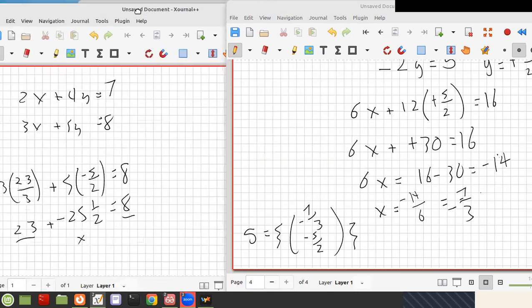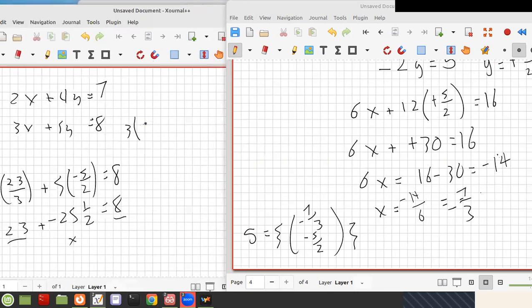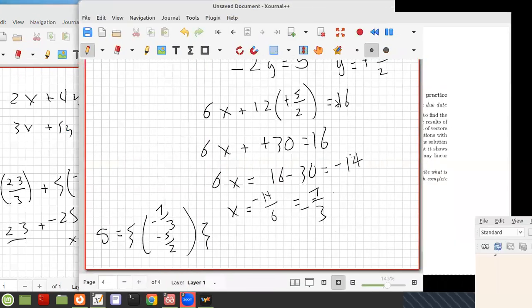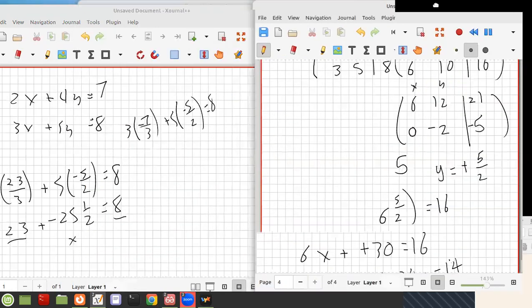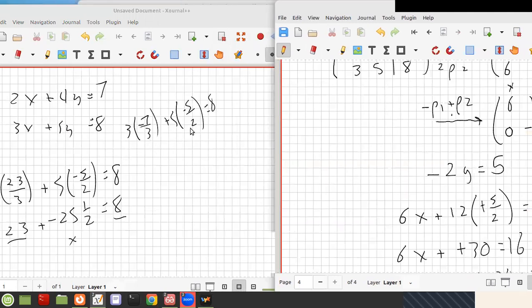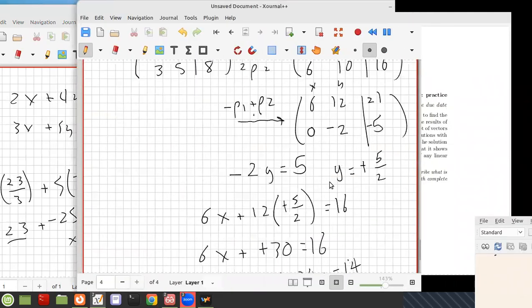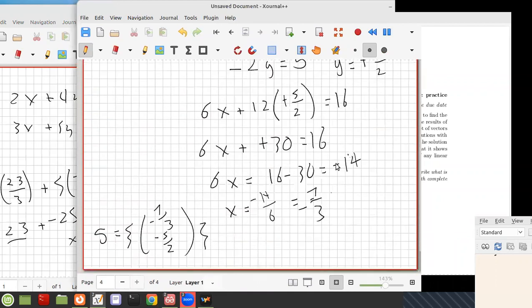Okay, so 3 times minus 7 thirds plus 5 times minus 5 halves equals 8. Let's see. Oh, so I still have a problem, right? So even despite that, there's some error in here that I've made, maybe. Right? Because I don't think I'm going to get an integer here and a fraction here. So there's some other error that I've made in here.